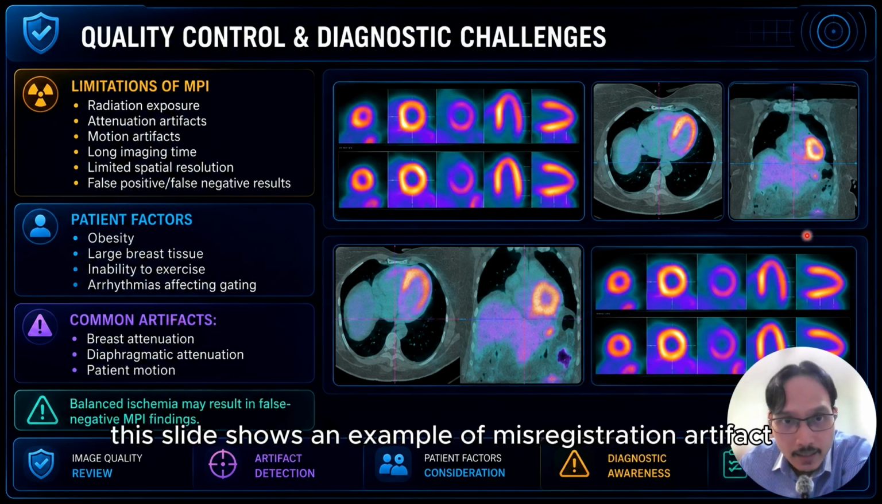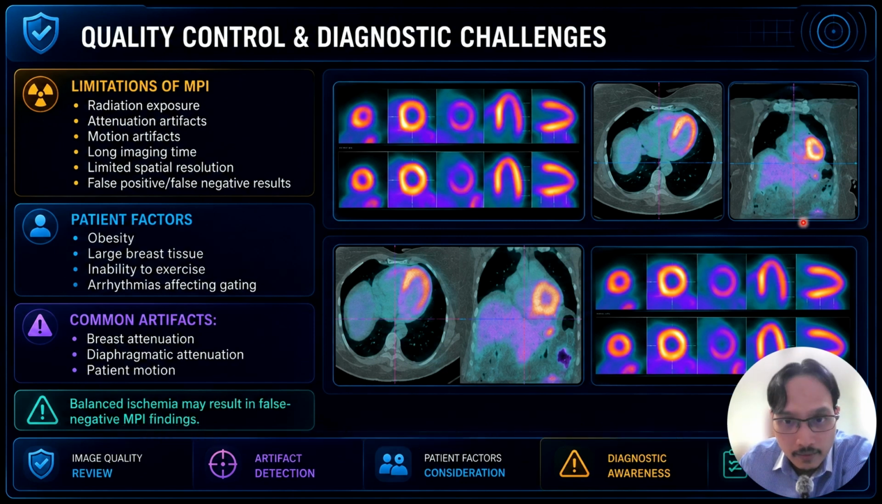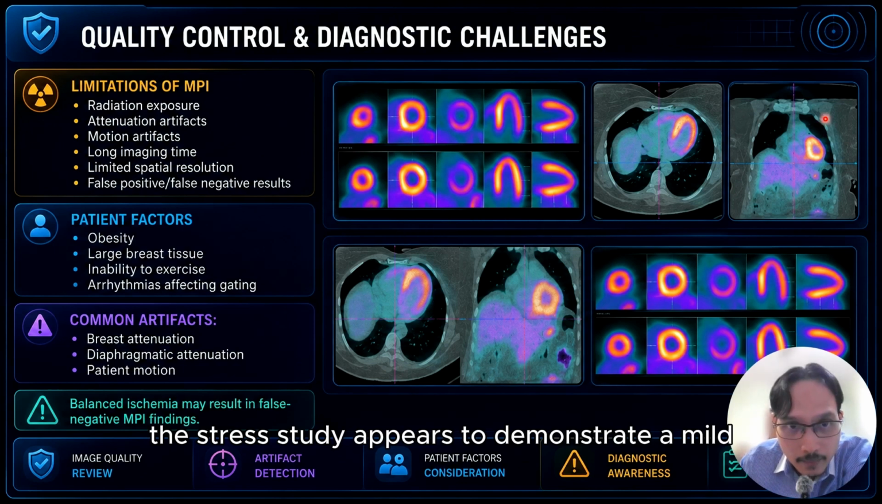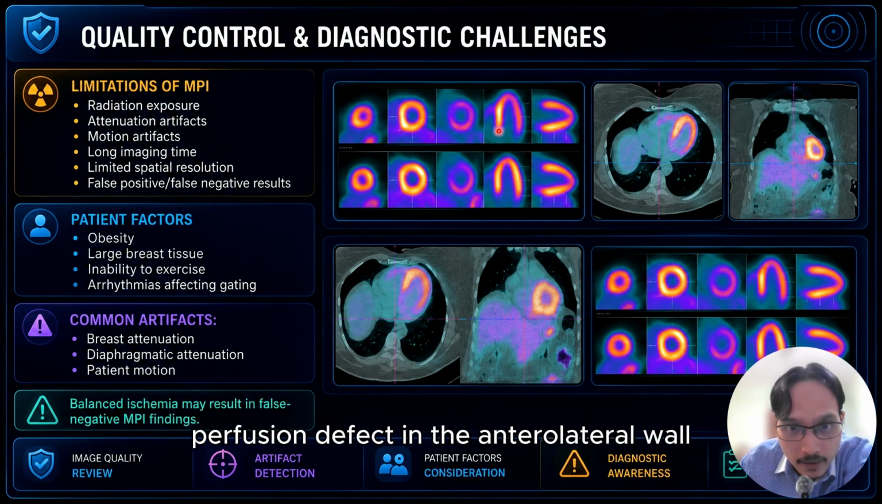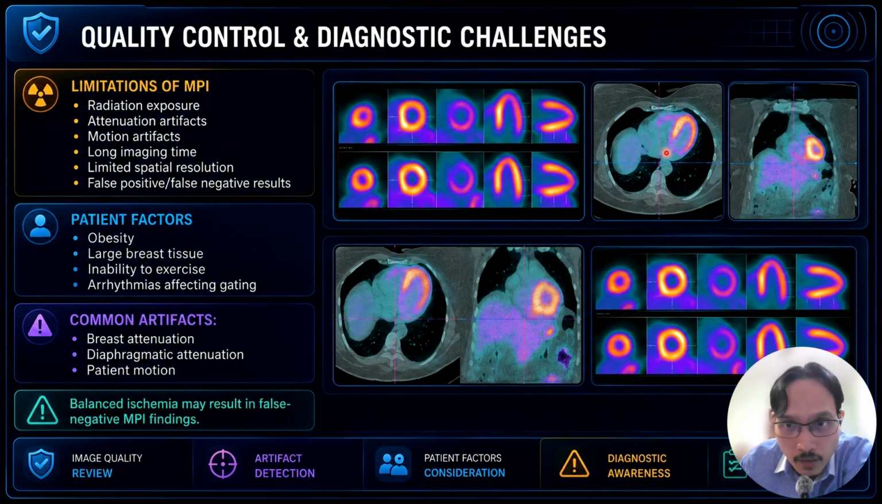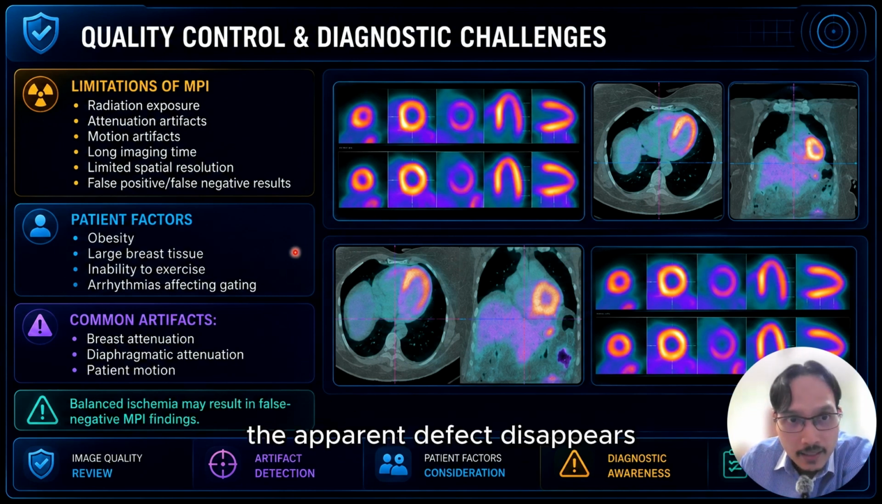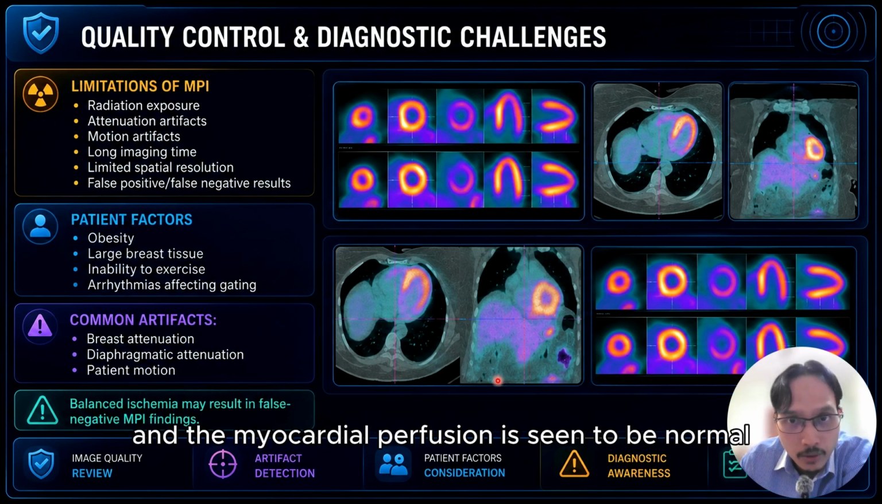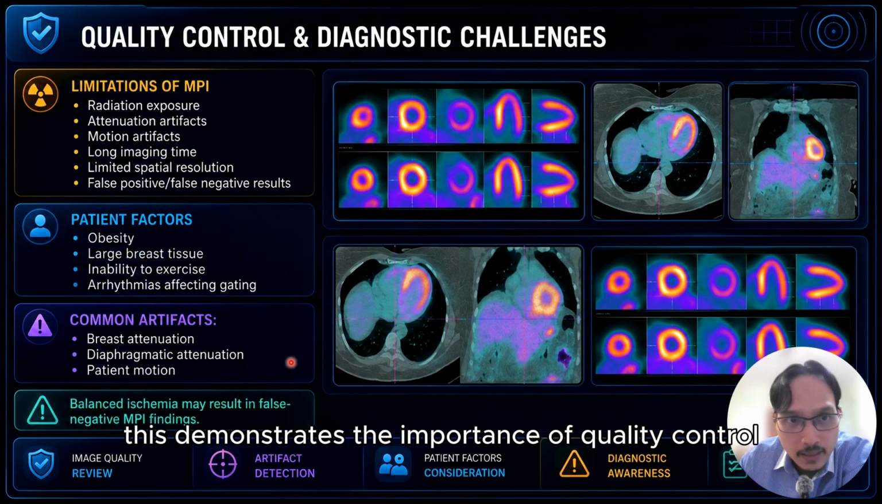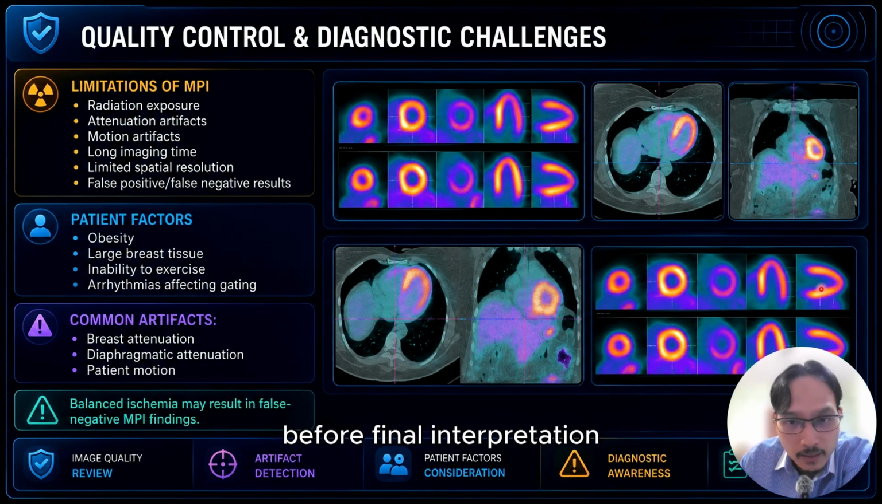This slide shows an example of misregistration artifact. In the top images, the stress study appears to demonstrate a mild perfusion defect in the anterolateral wall. However, when the SPECT/CT and CT images are reviewed, it becomes clear that the transmission and emission data are not properly aligned. After correcting the registration, as shown in the bottom images, the apparent defect disappears and the myocardial perfusion is seen to be normal. This demonstrates the importance of quality control before final interpretation.